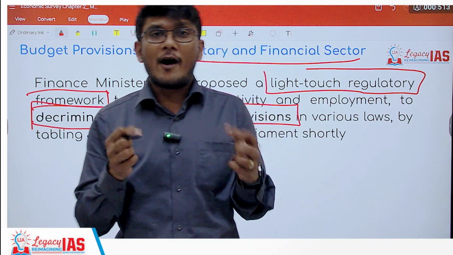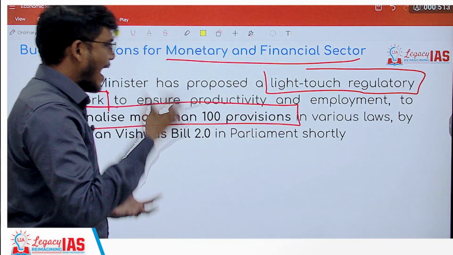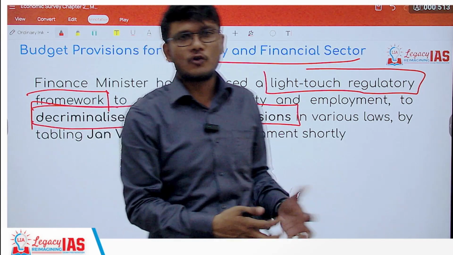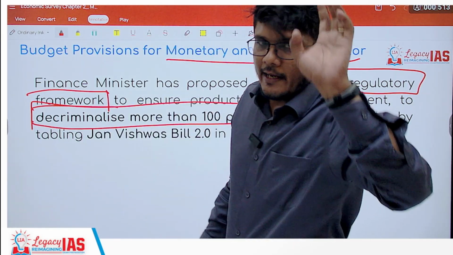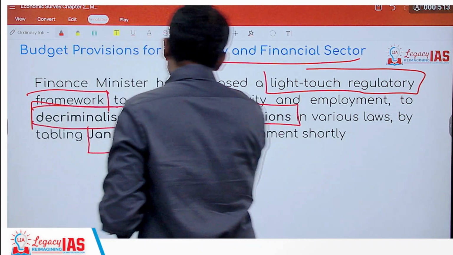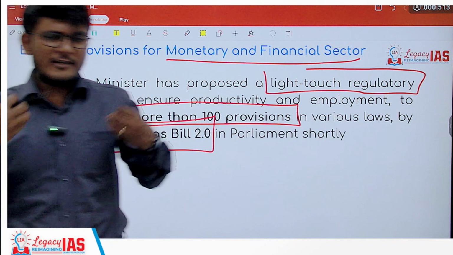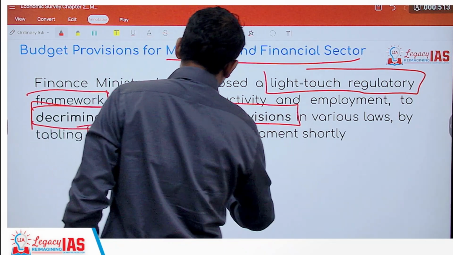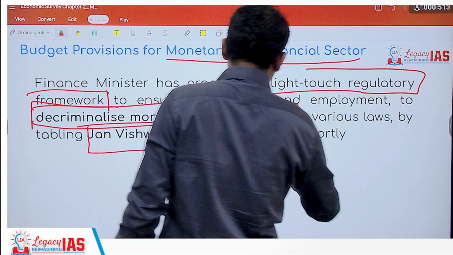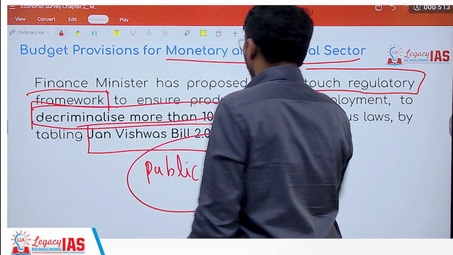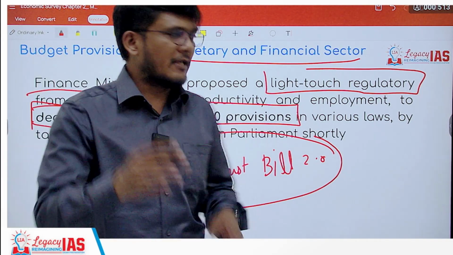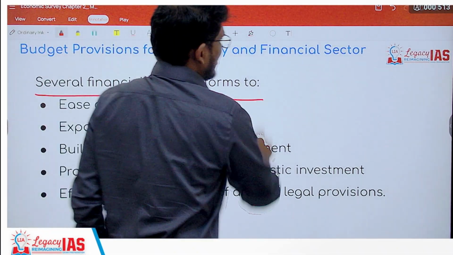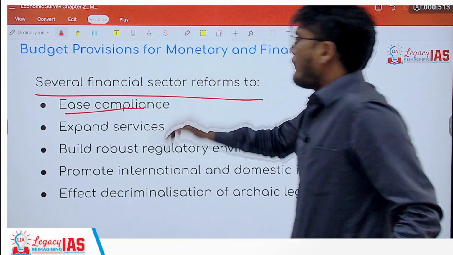So it will be based on trust between the public and the government, and a bill will be brought in shortly. Whether it gets passed or not, that's a secondary thing, but since the government has the majority, it will. But what it is saying is it will bring a bill which will be named as Jan Vishwas Bill 2.0. Vishwas means bharosa, trust. Jan means public. So this is basically Public Trust Bill 2.0. So this is a good qualitative measure, a measure which talks about the trust between the public and the government. Plus, it also talks about several financial sector reforms for ease of compliance.